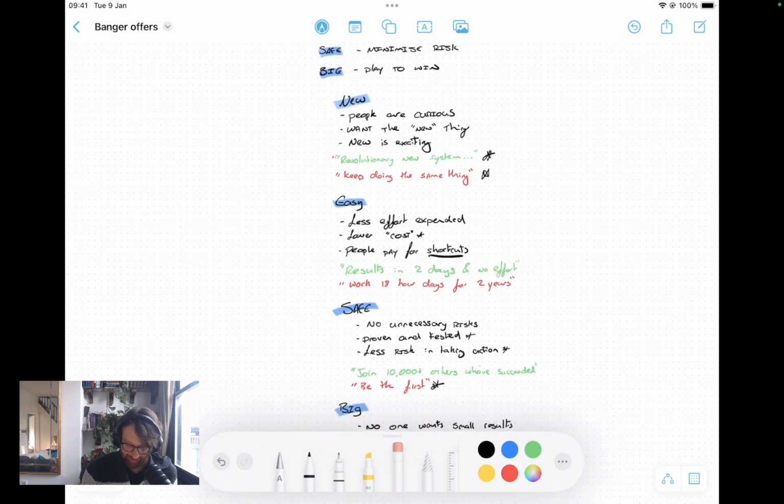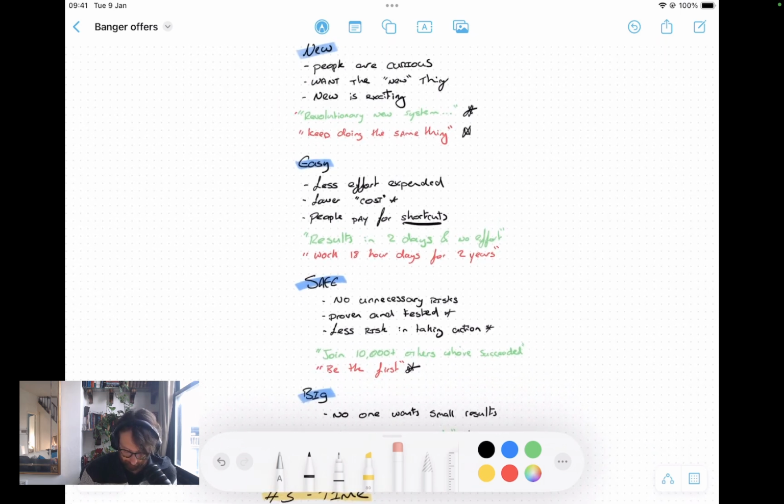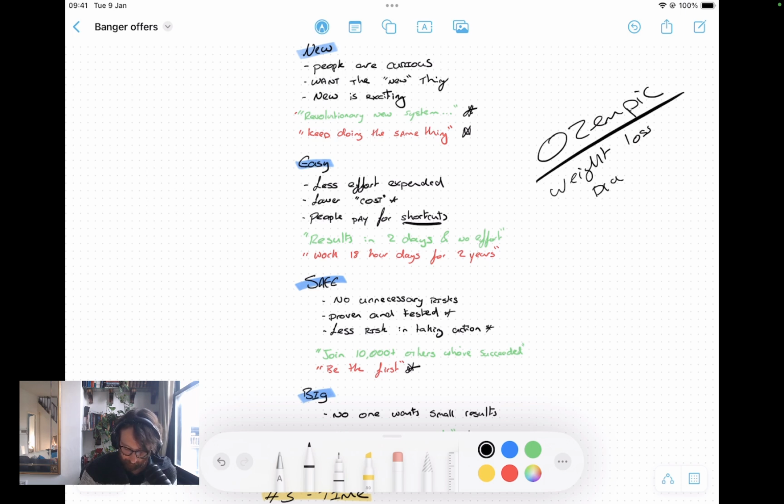A perfect example of this at the minute is Ozempic, right? I may have spelled that wrong, I don't know. But if you're not aware, this is the weight loss drug that is going crazy in the US right now. Essentially, this is a brand new drug that people can inject and it will help them lose weight. I think it suppresses their appetite. It's super easy.